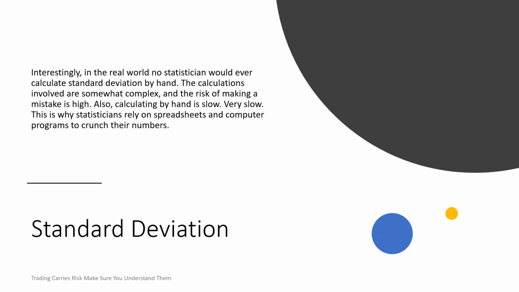Now, Bollinger Bands use a statistical formula called standard deviation. Interestingly, in the real world, no statistician would ever calculate standard deviation by hand. The calculations involved are somewhat complex, and the risk of making a mistake is very high.